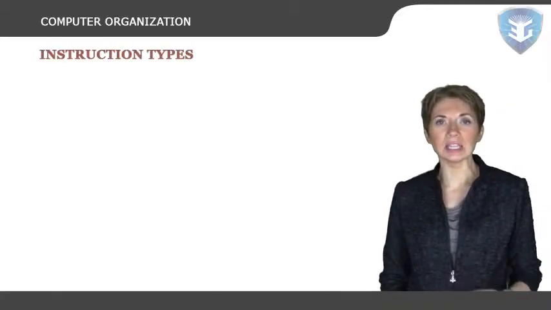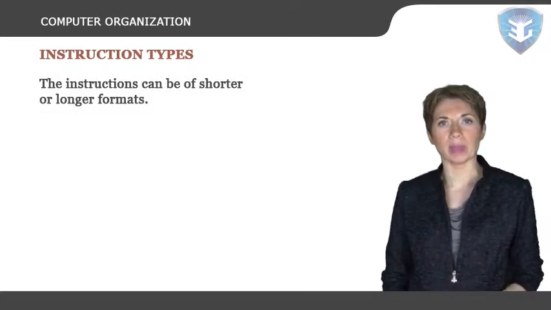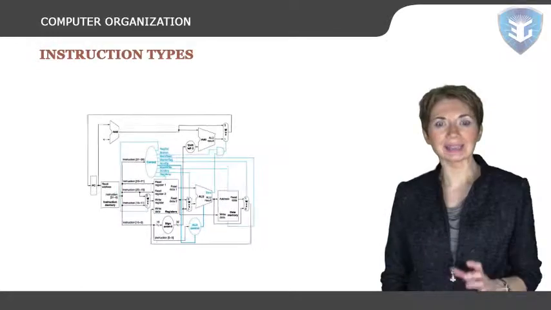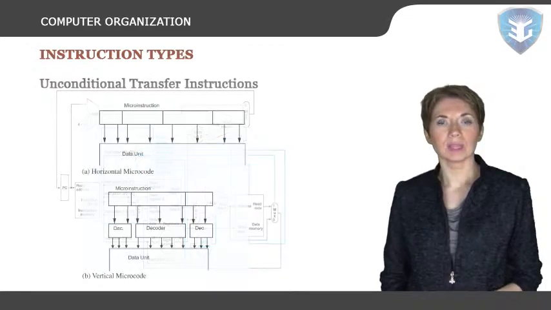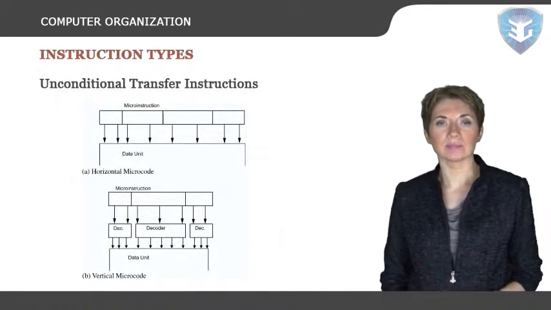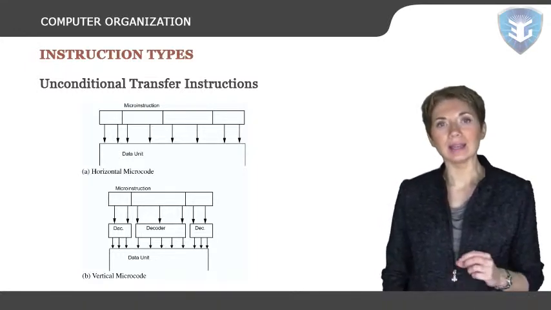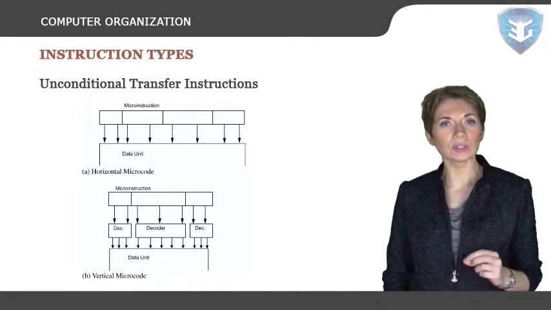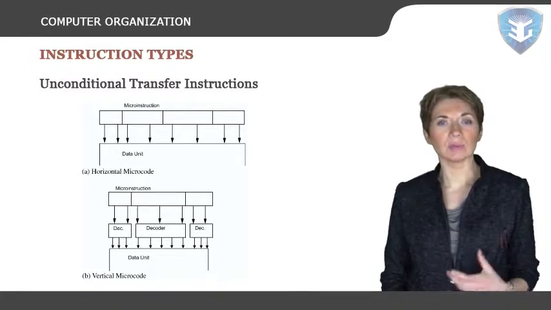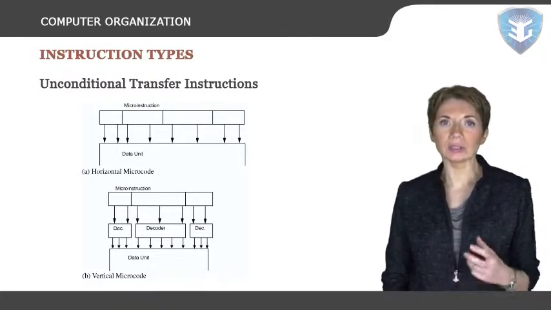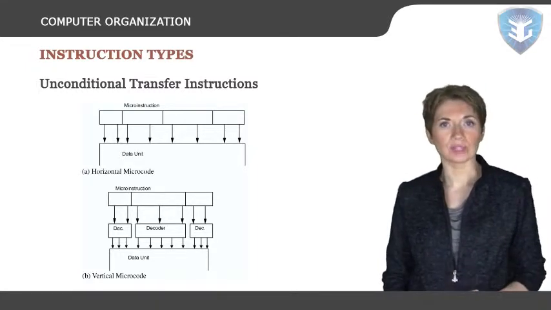Let's now discuss instruction types. The instructions can be of shorter or longer formats. Shorter instructions take less time for fetching and decoding as compared to longer instructions. Unconditional transfer instructions. JMP, CALL, RET, INT, and IRET instructions transfer control from one code segment location to another. These locations can be within the same code segment, near control transfers, or in different code segments, far control transfers.